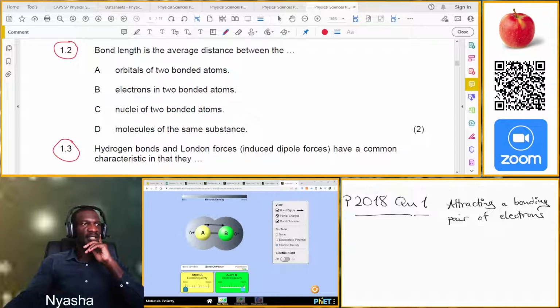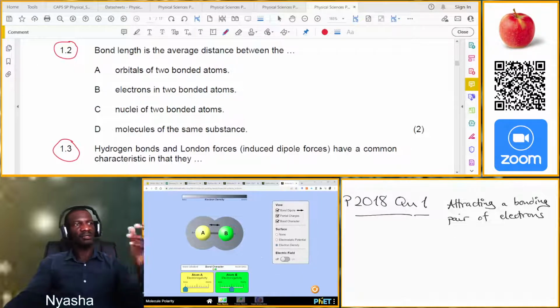The higher the electronegativity, the higher this polarity. Okay, so let's just see. Partial charges are available. Those are the partial charges. Bond character is just shown there. Either it's covalent or it's ionic.